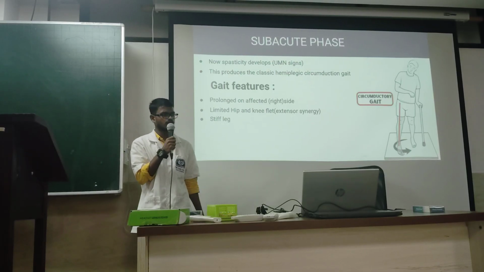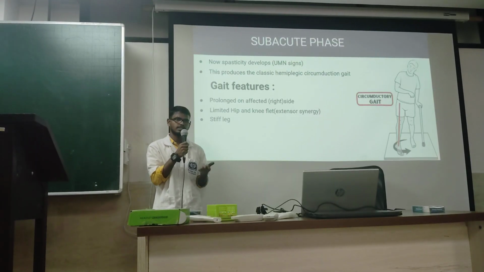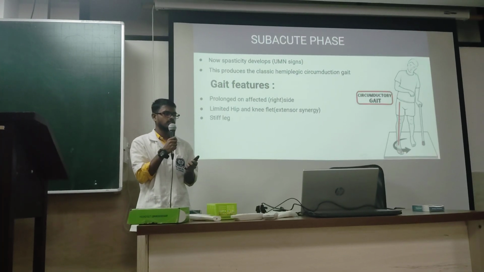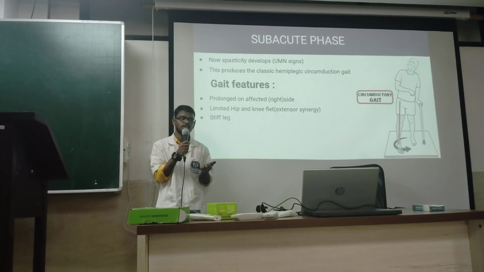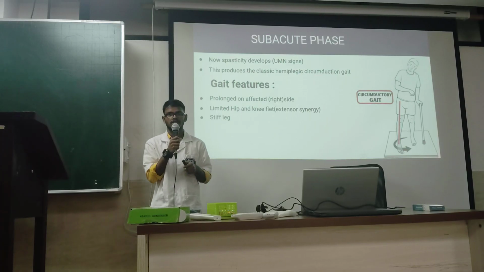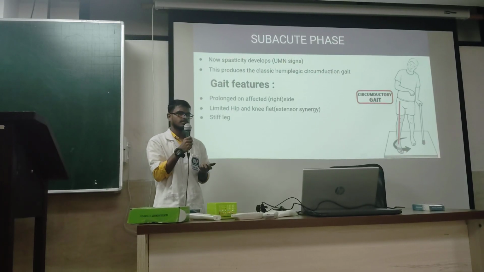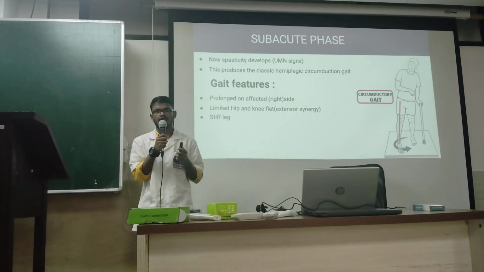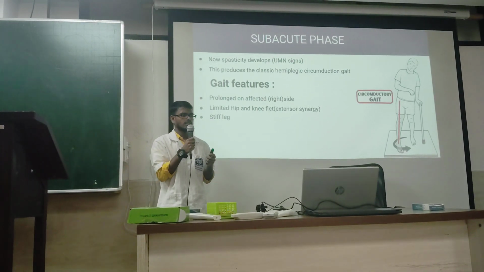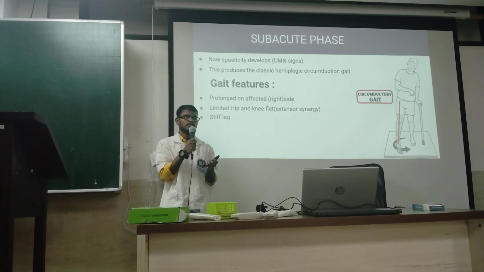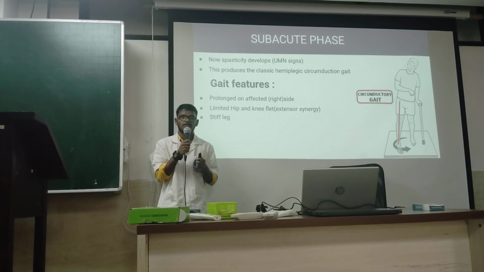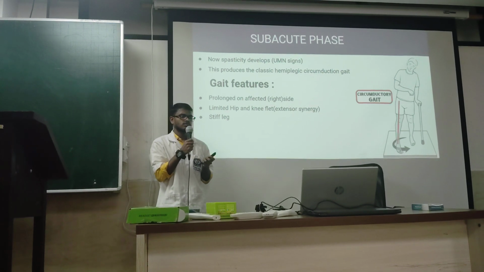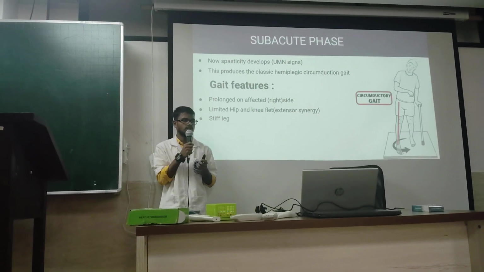Second, that is the subacute phase. In this phase, spasticity develops due to upper motor neuron lesions, and we see the classic hemiplegic circumduction gait due to the increased muscle tone. In this phase, the patient spends more time standing on the affected side, and performs limited hip and knee movement due to the extensor synergies.